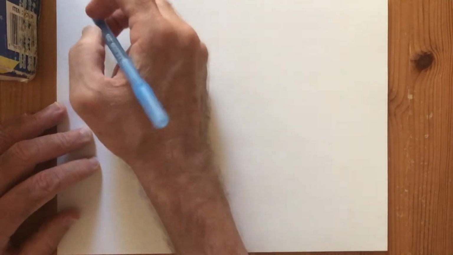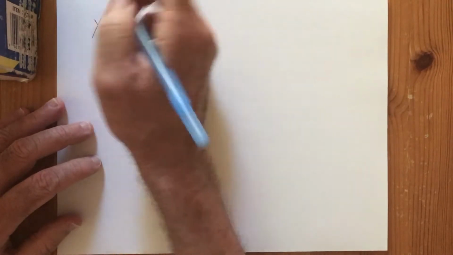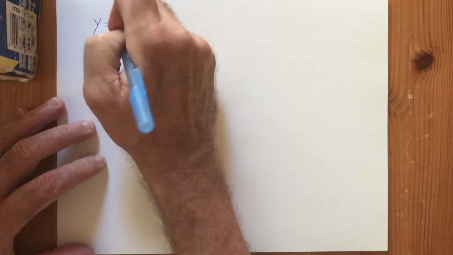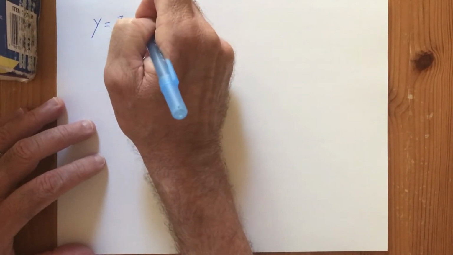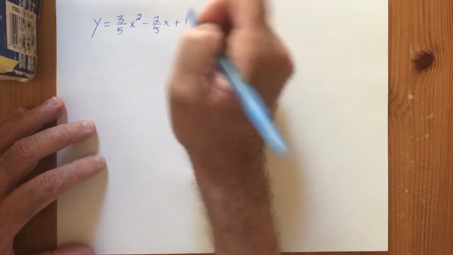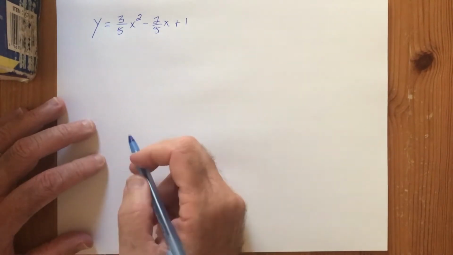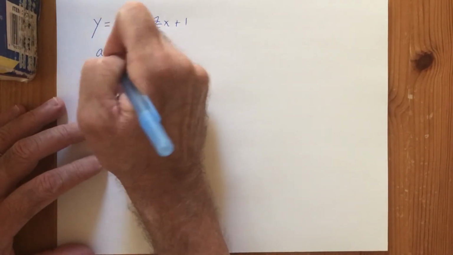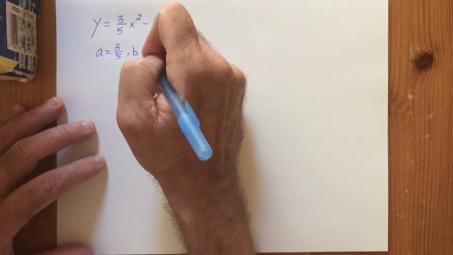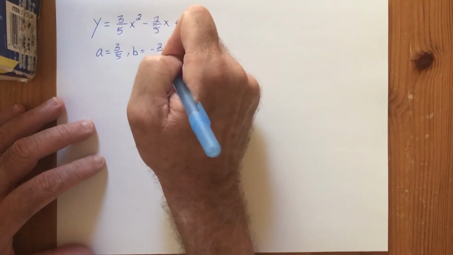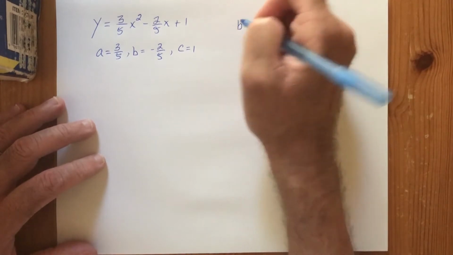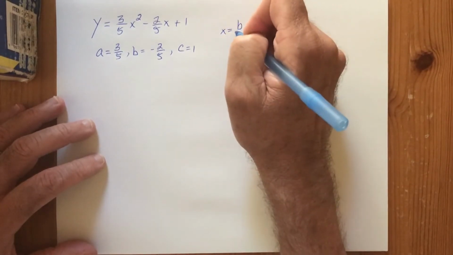In our next video, we're going to consider how we find the vertex and plot 7 points for the equation of a parabola that looks like this: 3/5 x squared minus 2/5 x plus 1. Now, as we examine the coefficients of that parabola, we see that a is 3/5, b is negative 2/5, and c is 1.